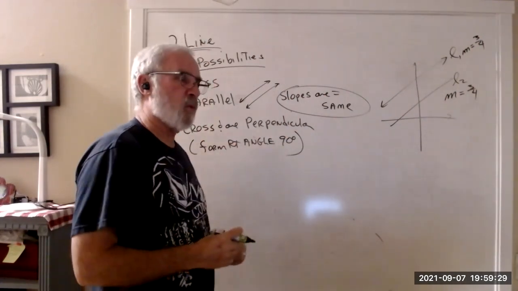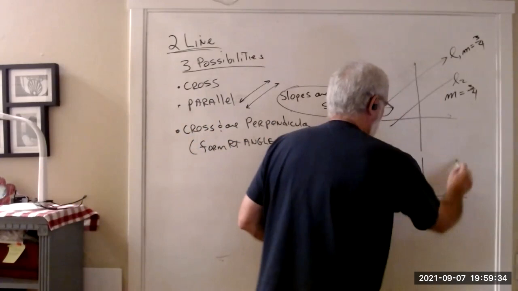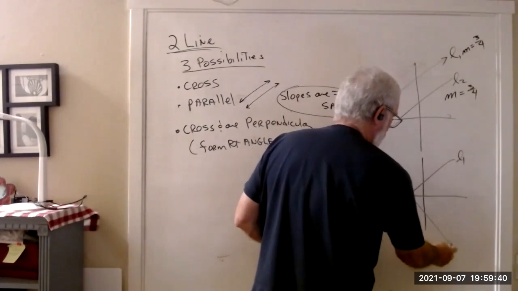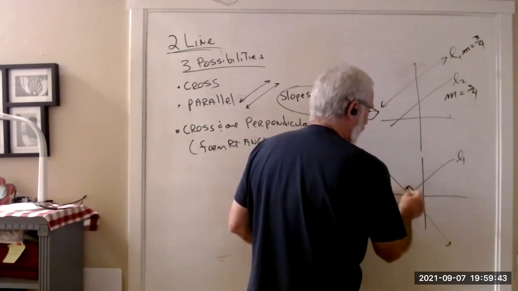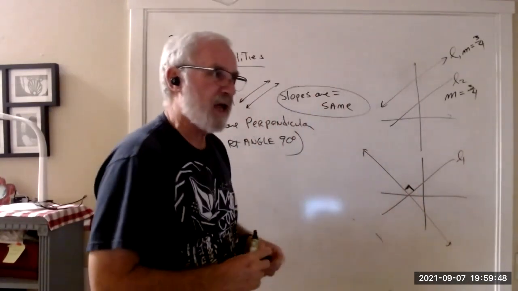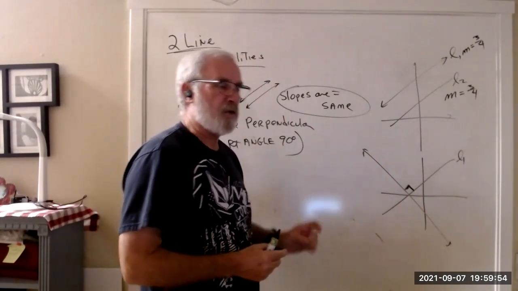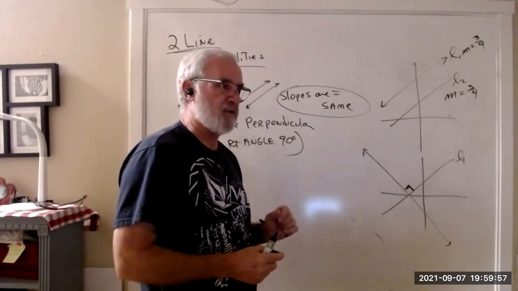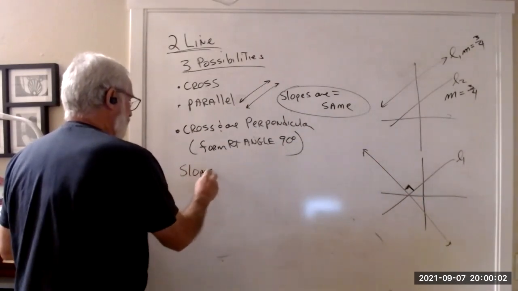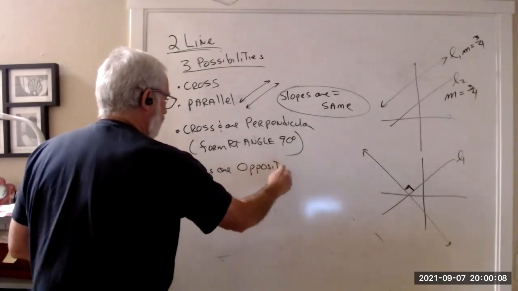Perpendicular lines are kind of wacko. Perpendicular lines, if you look at them, here's line 1. Perpendicular lines, when they cross at right angles, that's what perpendicular means. They cross at right angles. Then their slopes have a very, very special relationship. Their slopes are the opposite reciprocal of each other. Slopes are opposite reciprocal.